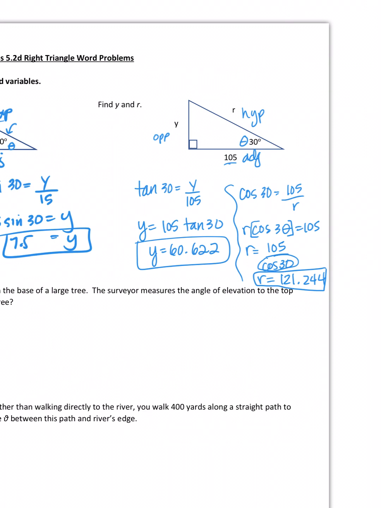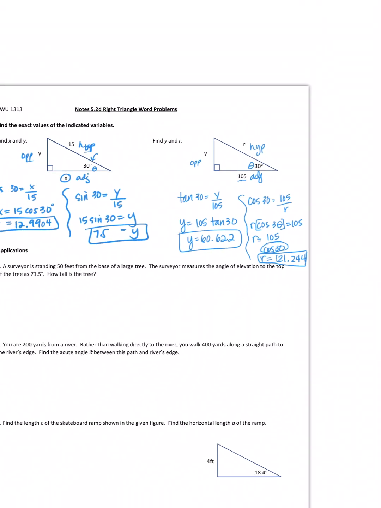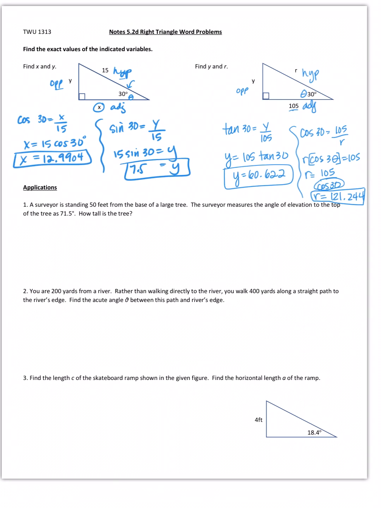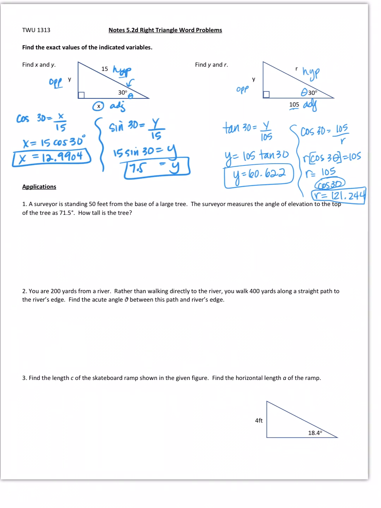Okay. So that's just your basic solving using your trig ratios. All right, so we're going to use that process in a word problem setting. So let's look at the first one here. A surveyor is standing 50 feet from the base of a large tree. The surveyor measures the angle of elevation to the top of the tree at 71.5. How tall is the tree?